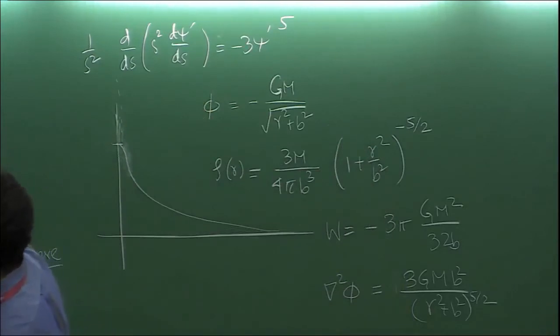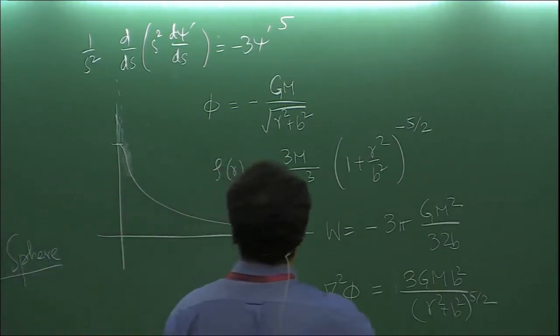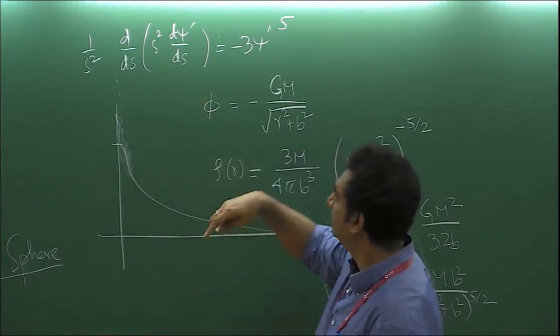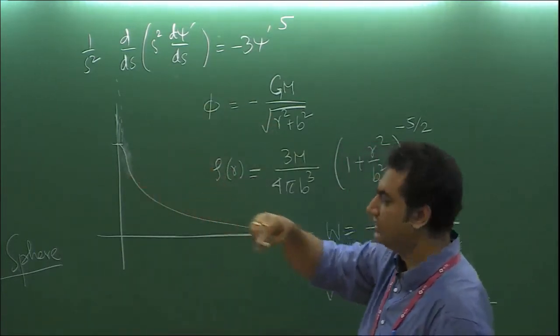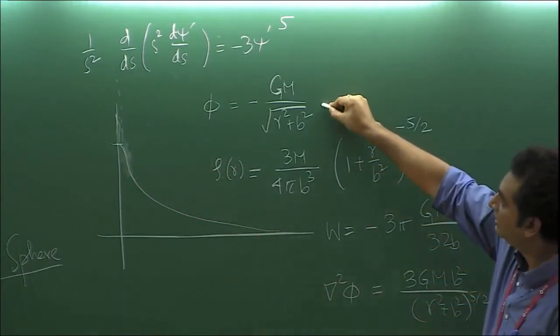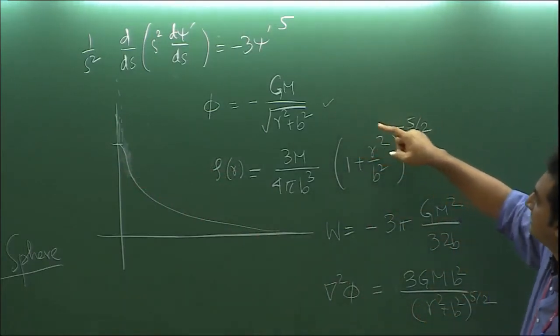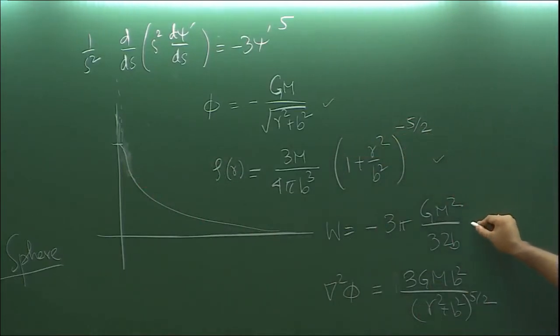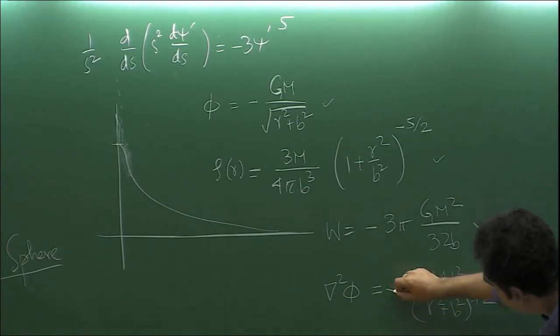If you want to solve for rho, then you just replace psi by rho using this equation, and then you solve the differential equation, and then you replace S with R, and psi prime with psi, and you can get what the potential, the field is, the density distribution, that's the total energy, and that's del squared phi. This should be negative.